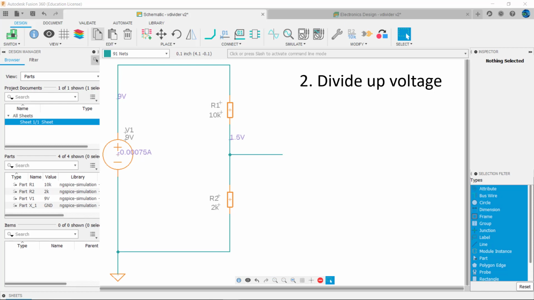You may think that we could use the 1.5 volts to power other circuitry that requires 1.5 volts to operate. Be careful. Any additional load we connect across R2 lowers the overall resistance of the bottom part of the divider. Selecting Simulate shows that the voltage will drop to 562.5 millivolts.